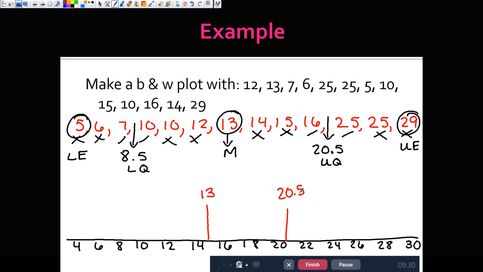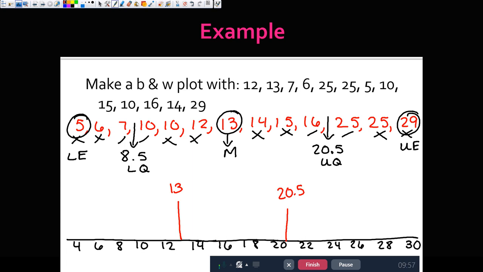Why did you put 13 between 14 and 16? It should be between 12 and 14. Our median is 13. Oh, I'm sorry. Yes, you're right. It should be in between 12 and 14. Thank you.